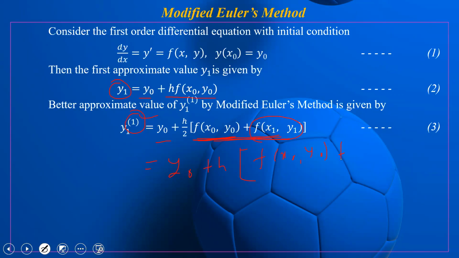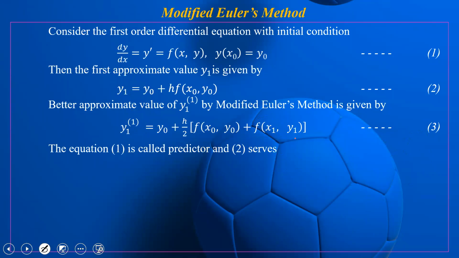So here we are taking y0 plus h times the mean value of f(x0, y0) plus f(x1, y1). This is the mean value of both the values. This was the modification by Euler, so that is why it is also called the modified Euler's method. Equation 2 is called the predictor, and 3 serves as the corrector of y.